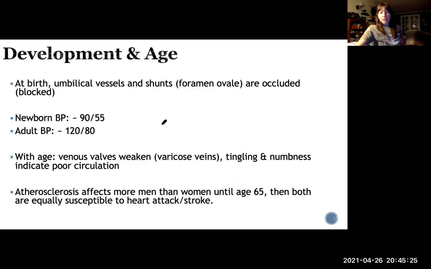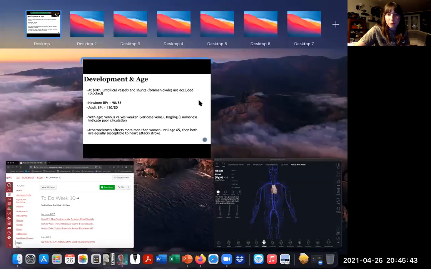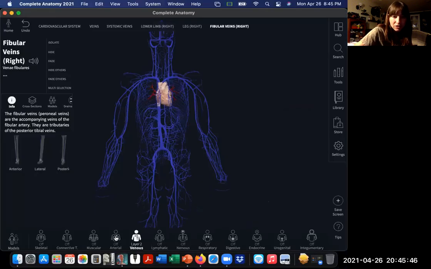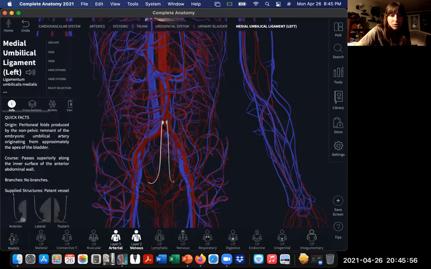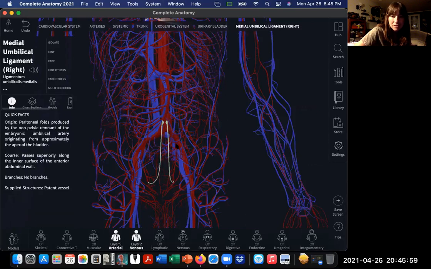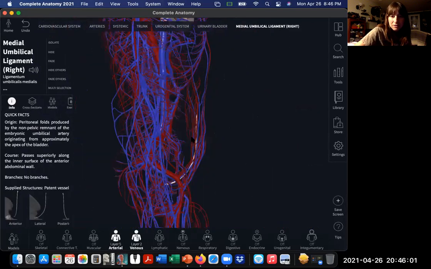All right, so we have some differences between before birth and after birth in terms of the vasculature. At birth, the umbilical vessels need to be blocked off, right? We're not using the umbilical cord for nutrients and oxygen anymore, so that needs to be blocked off, which means we have some leftover structures here, which is kind of interesting. If I bring up enough of this, you can actually see these guys right here. The medial umbilical ligament is all that's left of the umbilicus, which is kind of trippy, right?